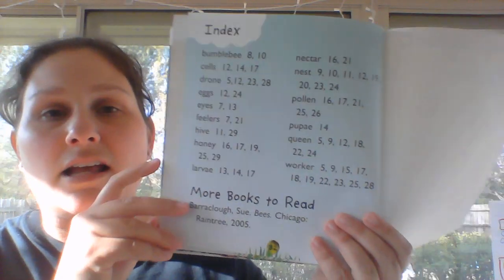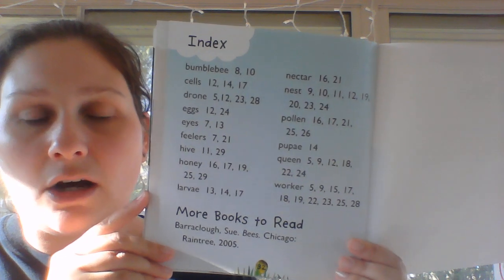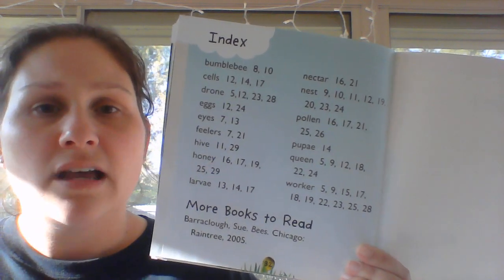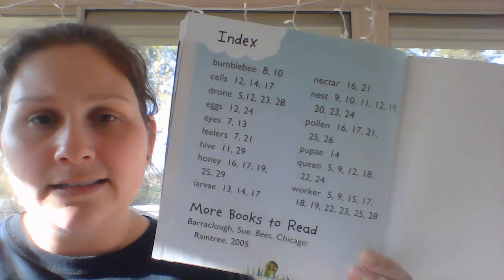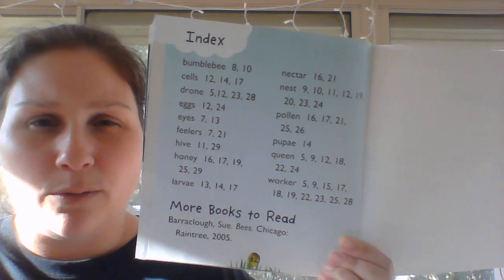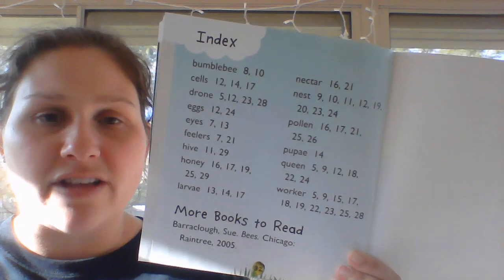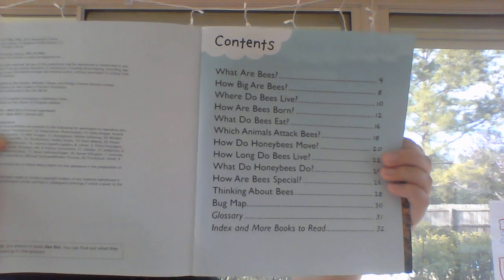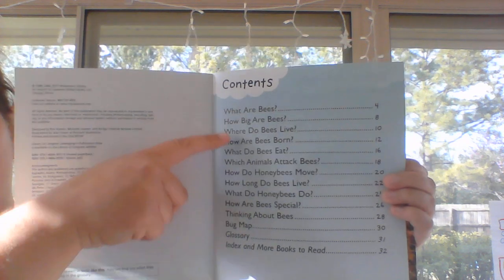And then the last thing that a lot of books include in nonfiction is called an index, and it's just a quick way to find specific words. So like if you only want to know about eggs in terms of bees, you would find eggs on page 12 and 24, and so you would look on those pages to see if there's any information that you need. Okay, so nonfiction, we have our title, we have the table of contents, which tells you the headings and what page to find them on.